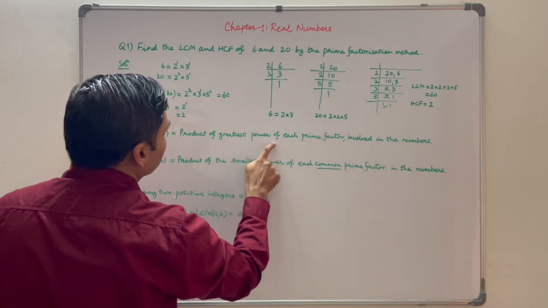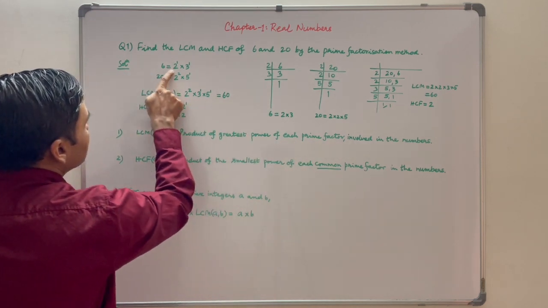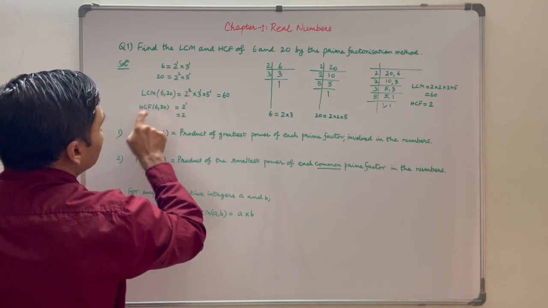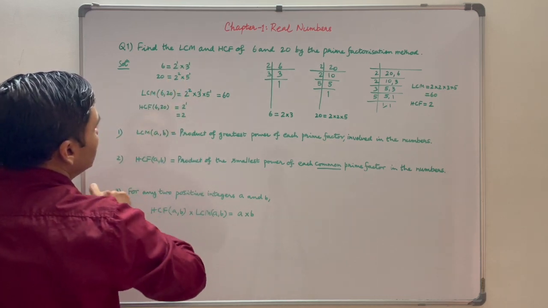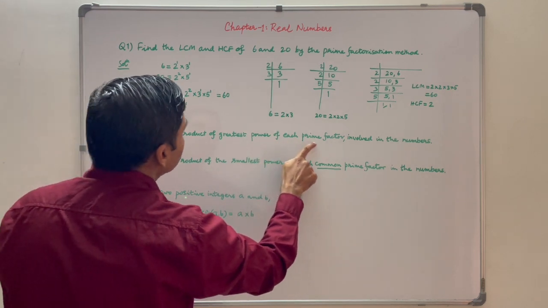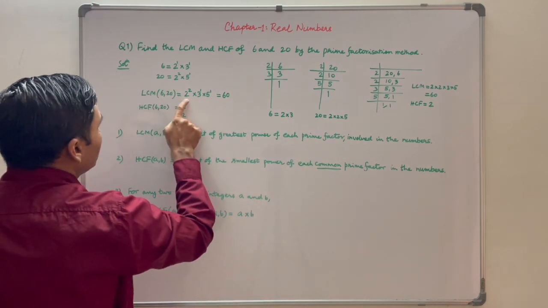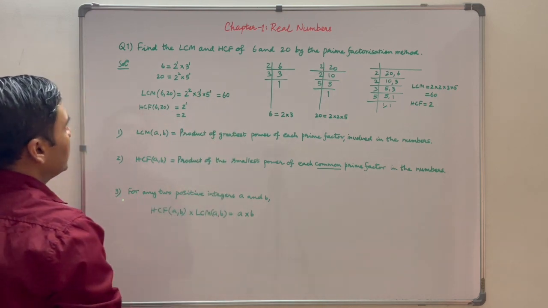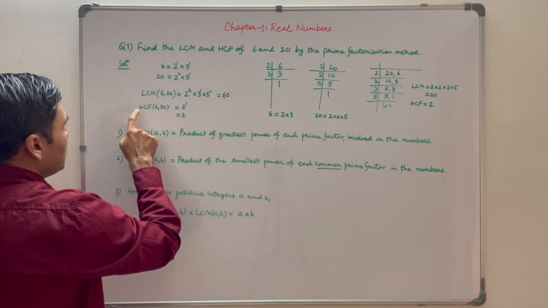Product of greatest power of each prime factor. What is the greatest power of 2? That is 2. What is greatest power of 3? That is 1. What is greatest power of 5? That is 1. So the product of greatest power of each prime factor will be 2 to power 2 into 3 to power 1 into 5 to power 1. That is 60.